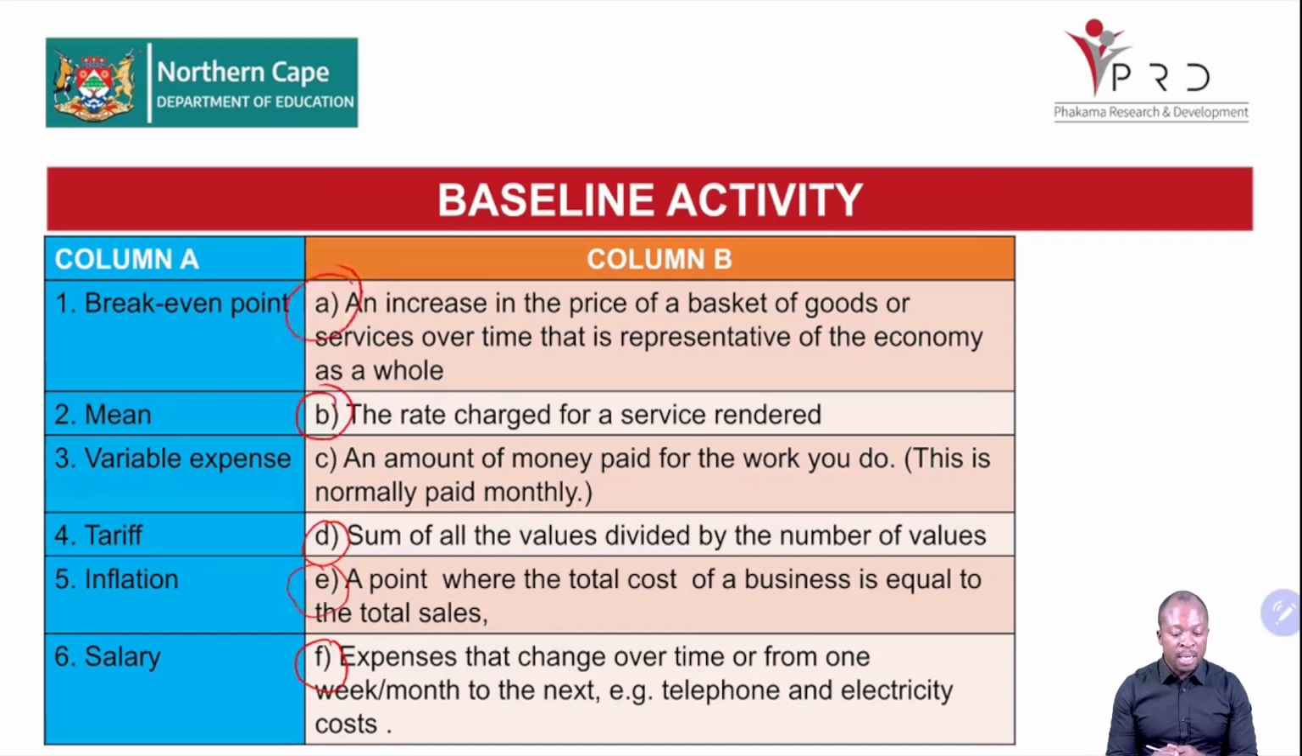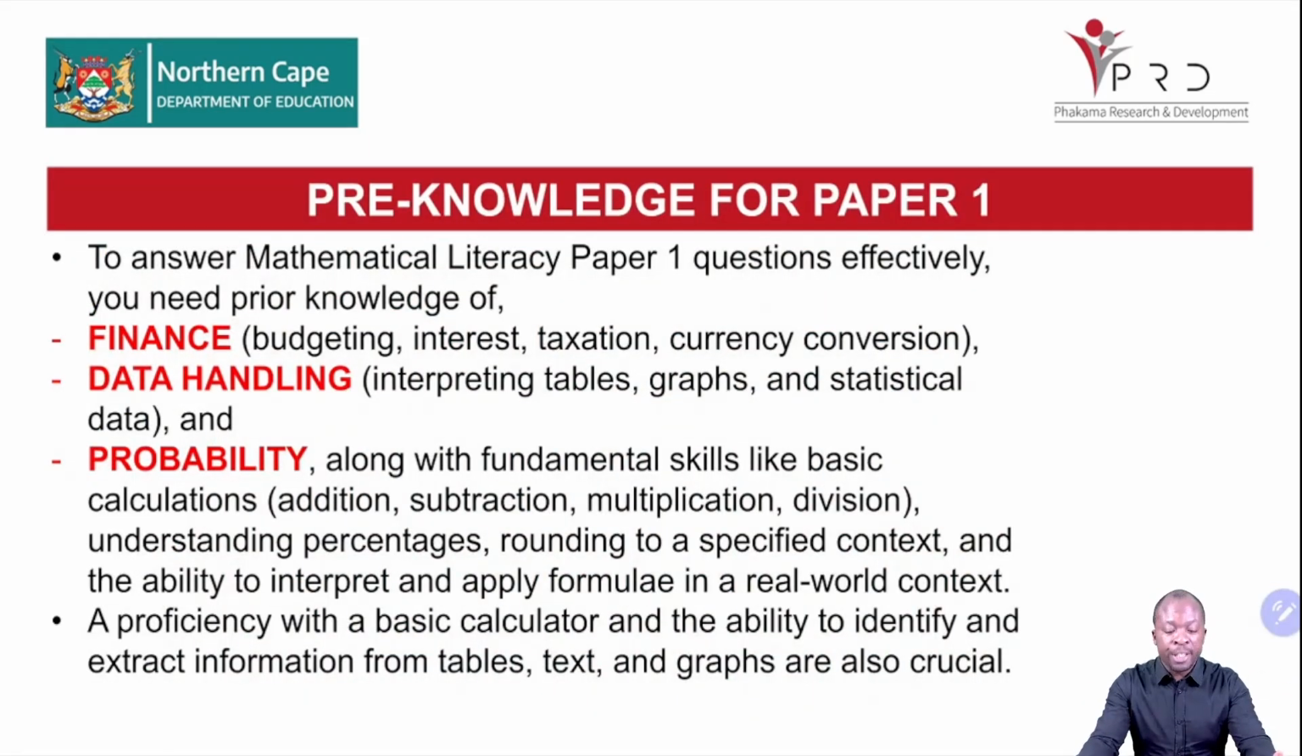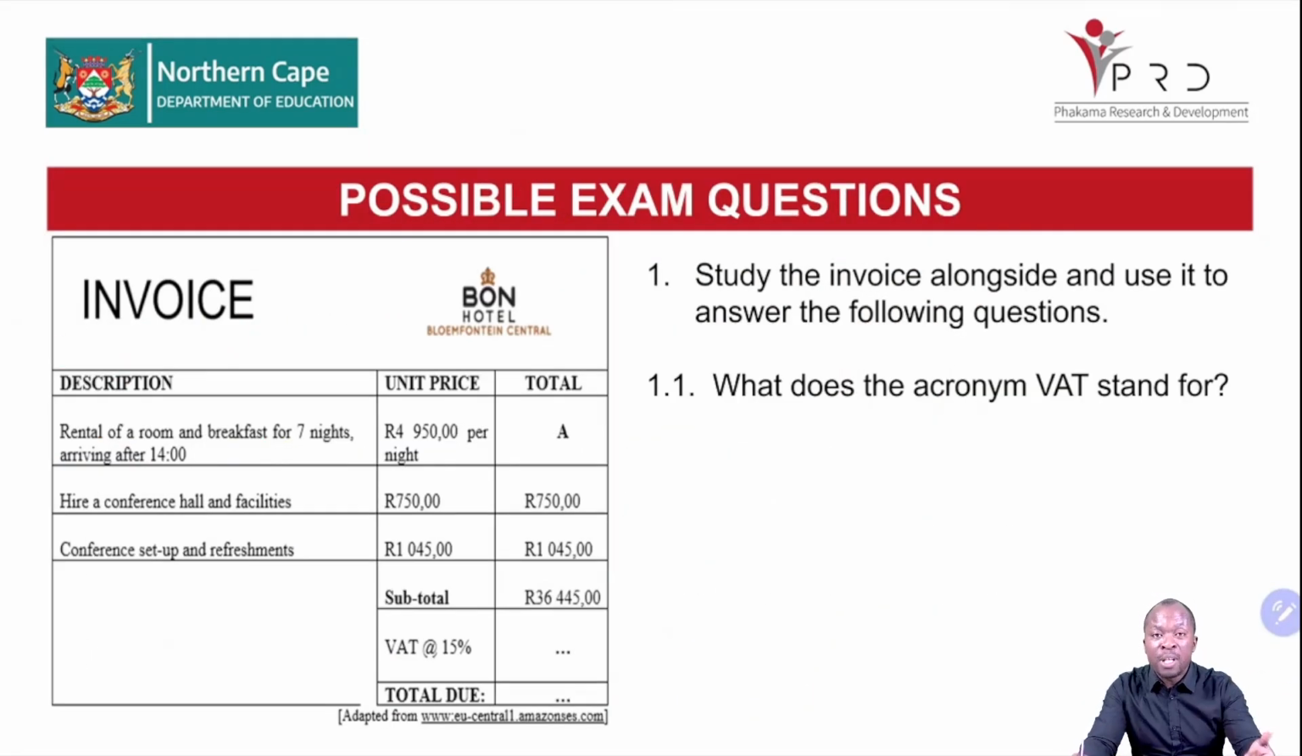And then the last one is salary. Salary is the amount of money paid for work that you do, and usually it is on a monthly basis. The moment the money is paid weekly or every 2 weeks, on a fortnightly basis, we are talking of what? A wage. So I have given you a few possible exam questions where I expect that you will attempt them and then you will be able to see how the questions are.